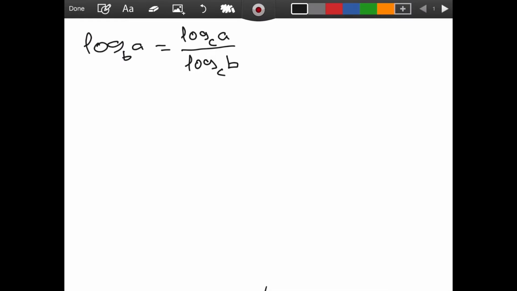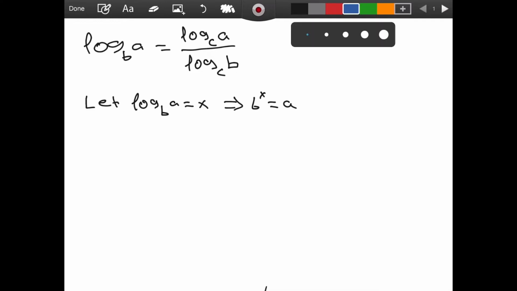So let's do that. And we start our proof by saying, let log base b of a equal x. So from the definition of logarithms, we have that b raised to the power of x is equal to a. Alright, what can we do from this step? Well, we can take the log base c of both sides. Let's do that. We take log base c of both sides.